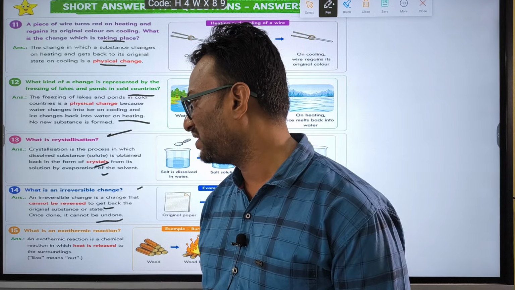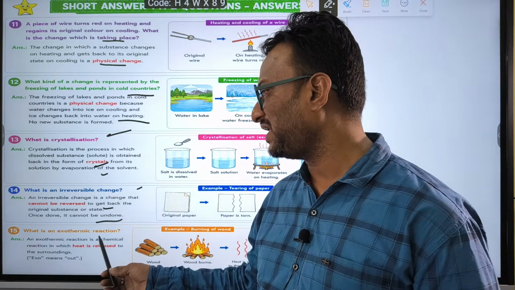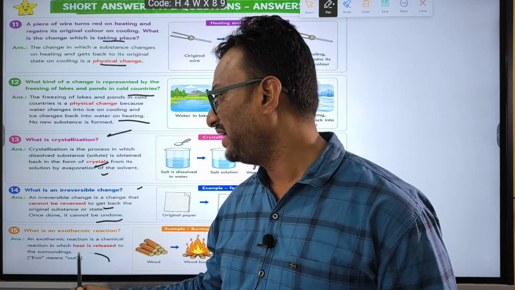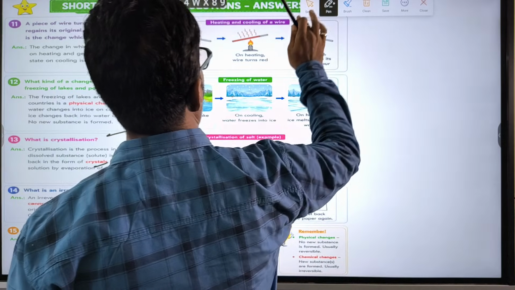What is an exothermic reaction? An exothermic reaction is a chemical reaction in which heat is released to the surroundings.